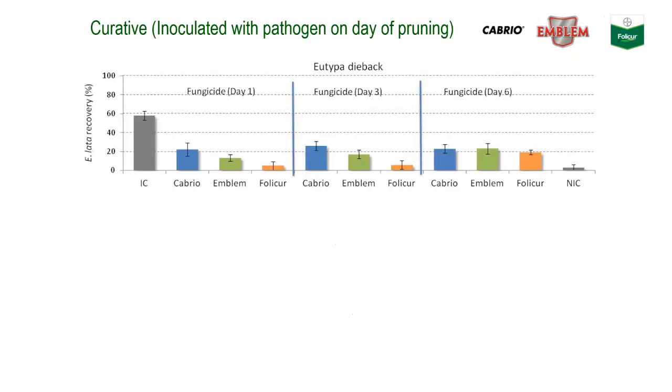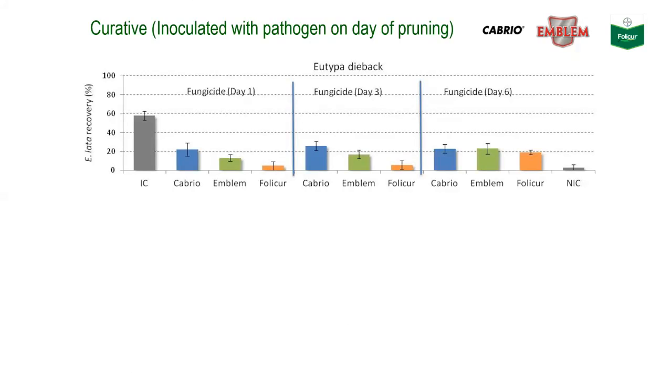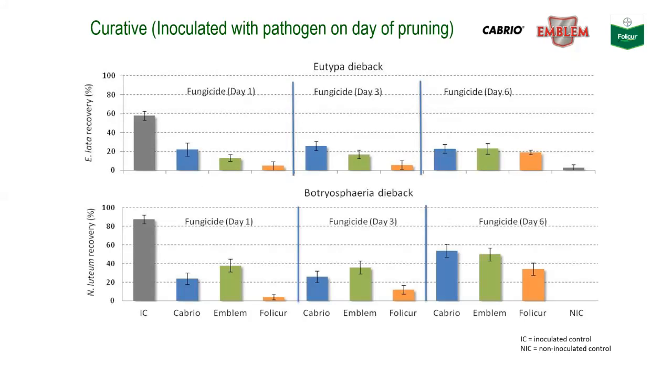And this is for Eutypa dieback. And just very briefly, to explain this graph here, these dark gray bars are the pruning wounds that were inoculated with Eutypa spores and were not treated with fungicides. And as you can see, if you don't apply anything, you will get around 60% infection. However, if you apply the fungicides the day after infection, or 3 days, and even up to 6 days, you can significantly reduce that infection. And the good news is the same fungicides work the same way with Botryosphaeria dieback.